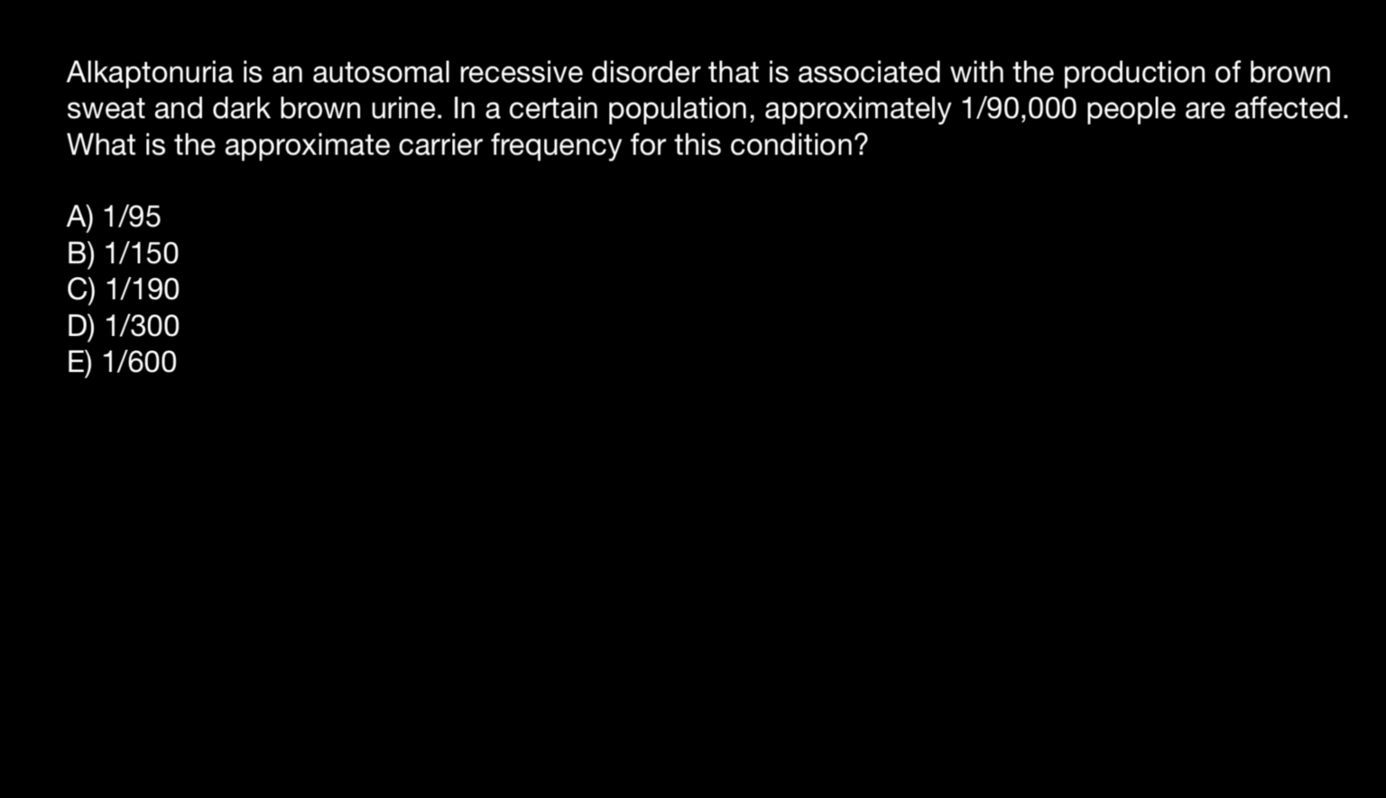Today's problem is: alkaptonuria is an autosomal recessive disorder that is associated with the production of brown sweat and dark brown urine. In a certain population, approximately 1 out of 90,000 people are affected. What is the approximate carrier frequency for this condition?